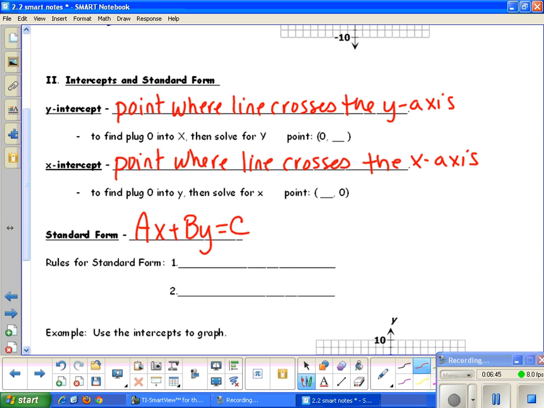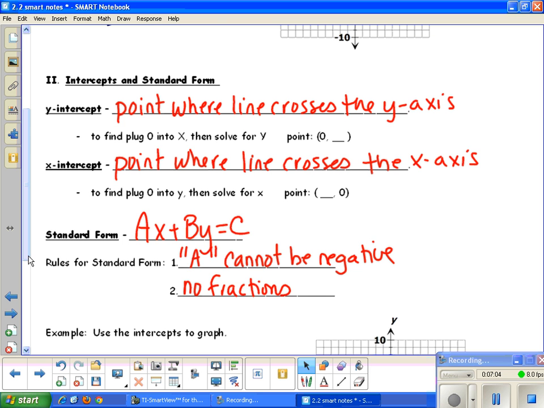Now, remember for standard form that a value cannot be negative. And also that you can't have any fractions. So if you have any of that, you need to manipulate your equation so that you do not.